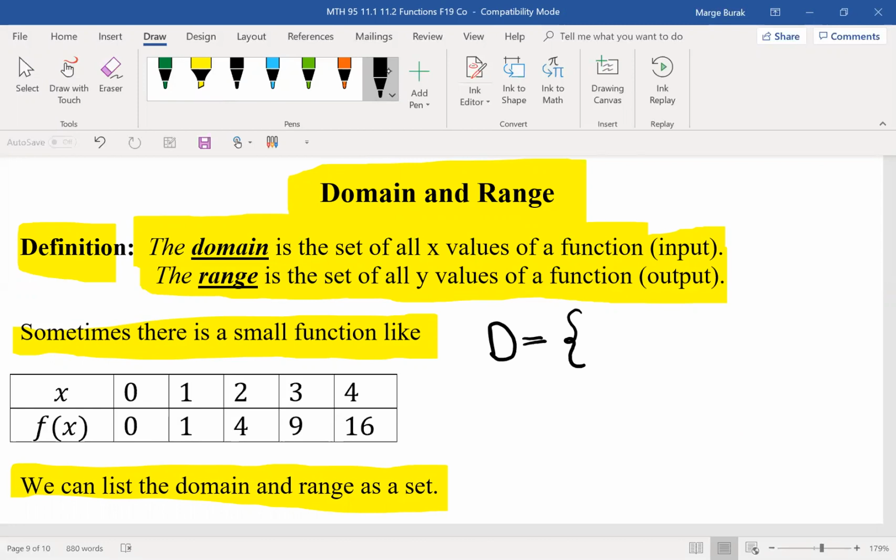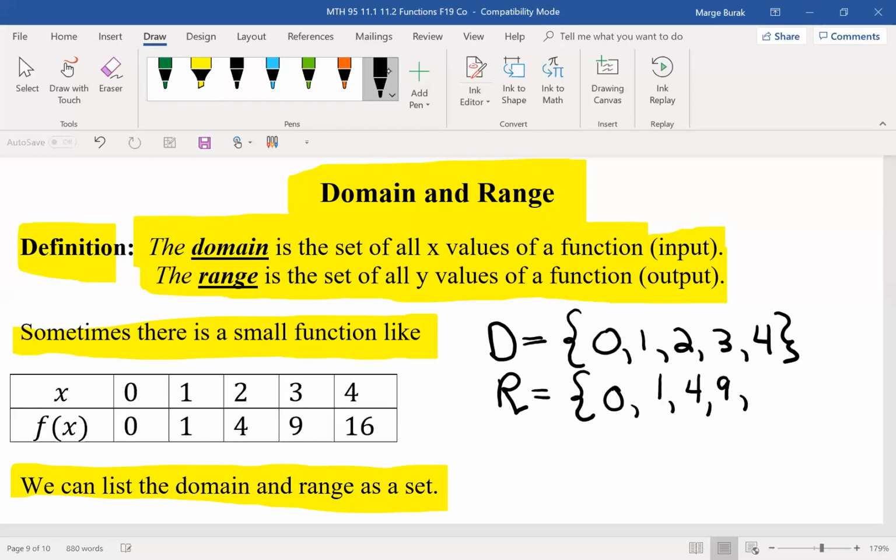And we can just, as a set, list the domain, which are the x values, as 0, 1, 2, 3, 4. And that's the set. And let's put R for range, which would be all the y values. And we'll list 0, 1, 4, 9, 16. And that's what we call a set.